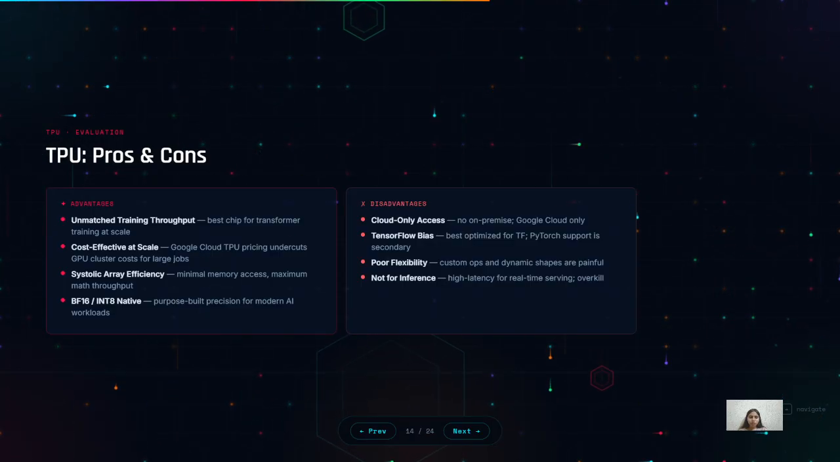Compared to GPUs, TPUs are less flexible. They work inside Google's ecosystem and are optimized heavily for tensor-based workloads. They have poor flexibility and are not for inference.